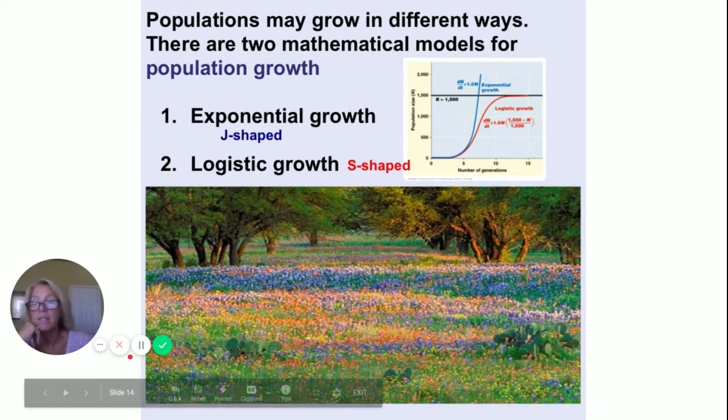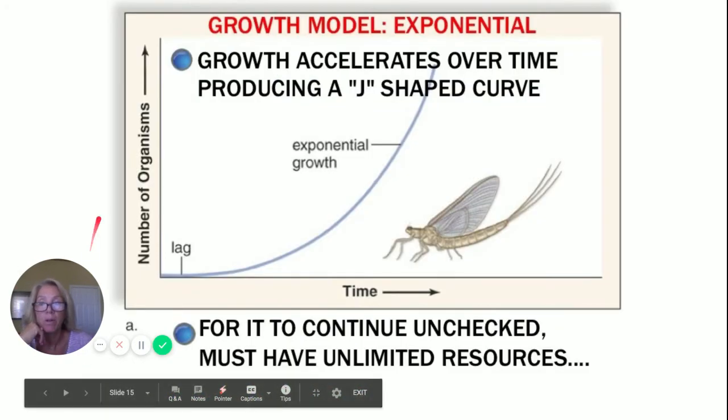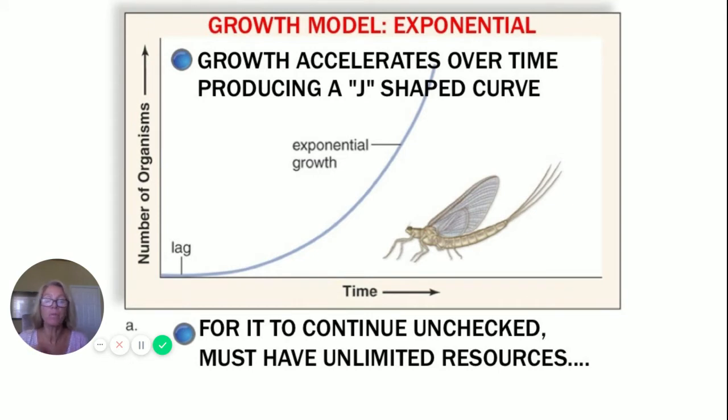So let's focus on the J-shaped growth curve. So these types of organisms that have this exponential growth, they tend to be very, very small. They reproduce very, very early. They don't tend to care for their offspring.